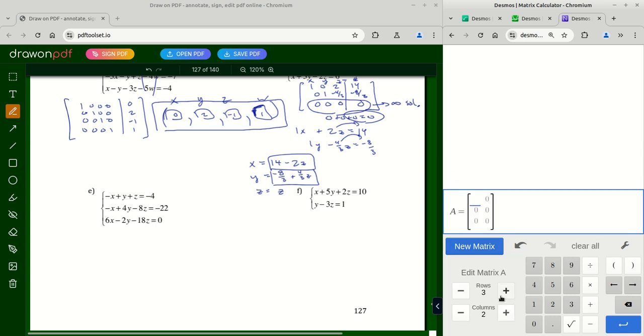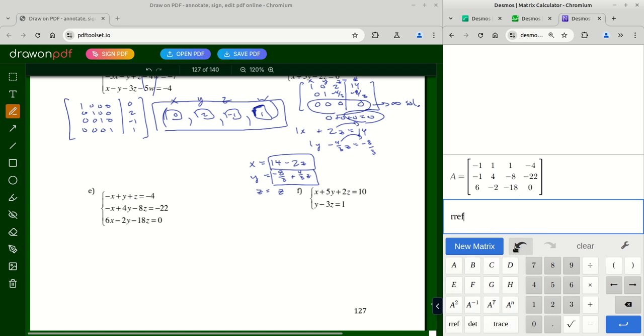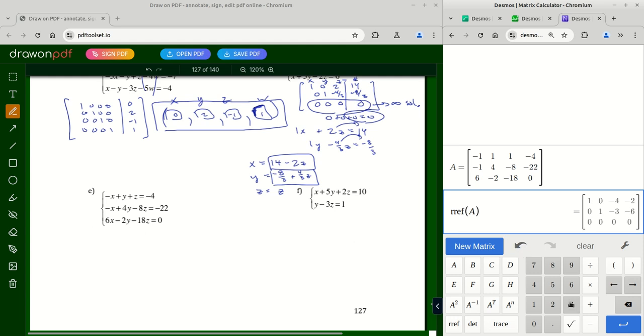They want to drill this one into you particularly because it is a little different than the other ones. It's the hardest type. Still not too hard. It's just it takes a whole minute. RREF, and there you go. So again, you can see all zeros in the bottom. Therefore, I've got x minus 4z is equal to -2. And then I have a y minus 3z is equal to -6.